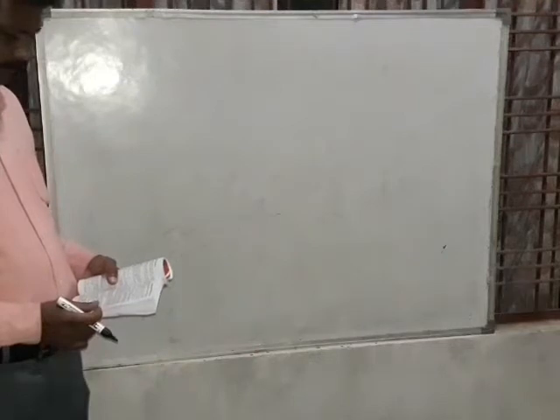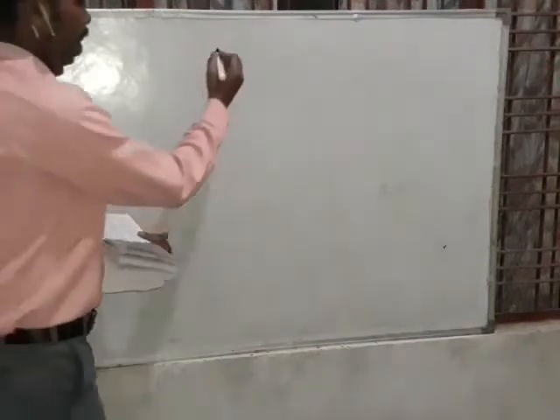In the previous video, we solved the problems of the physics paper set number 1, year 2016, objective type questions and very short questions of 1 mark. In this video, we will solve short questions of 2 marks, Section C.